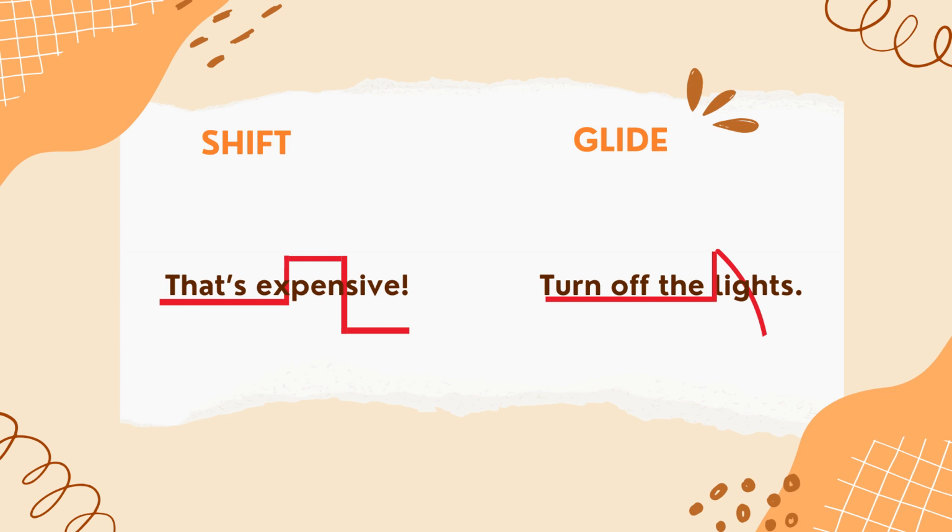Next, we move on to the glides. Turn off the lights. Remember that in glides, the stressed syllable is the last syllable in the sentence. Since the last word is light and it only has one syllable, then you must not raise your intonation. It is also used for information questions, or questions that require definite answers.